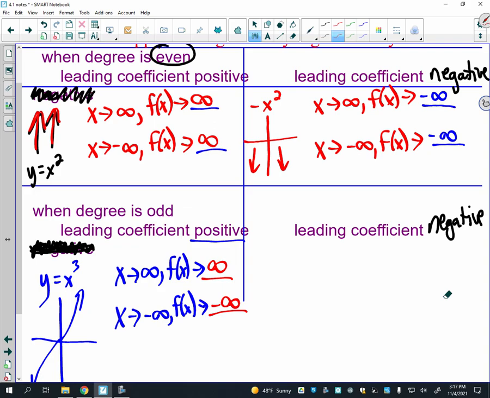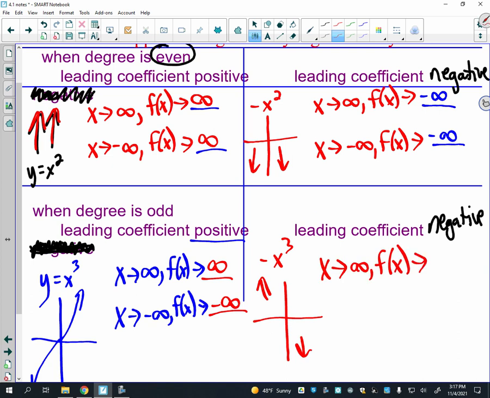Okay. So the last one, if it's odd with a negative leading coefficient, that would be like negative x to the third. So if you graphed that, this side would go up, this side would go down. So we would say as x goes to infinity, what's happening with y? And as x goes to negative infinity, what's happening with y? Well, positive infinity this time is going down, so that would be negative infinity. And this side's going up to positive infinity. Notice that they're opposite signs on this, so I always remember that it switches on the odd ones.